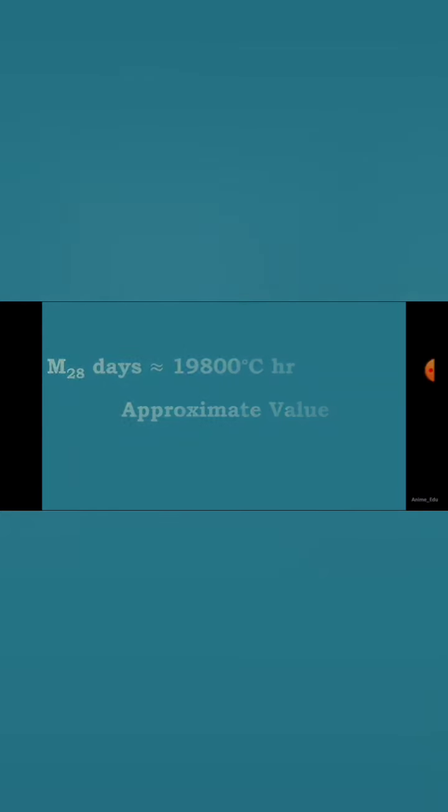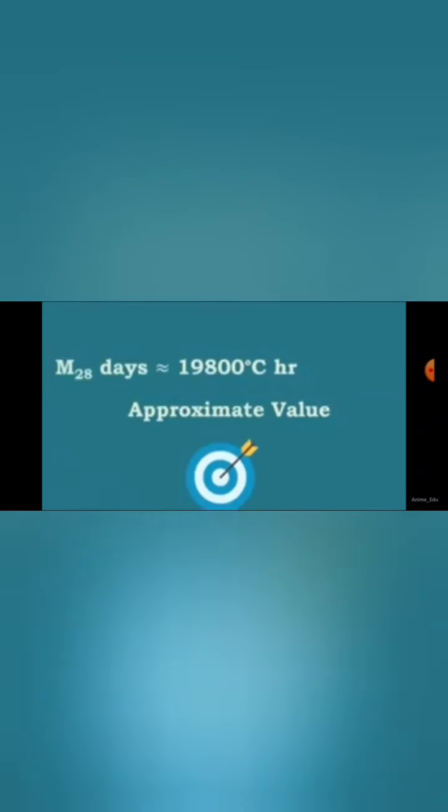This is mainly because the accurate value is calculated by dividing the time into smaller intervals and observing the temperature variations. Because of that, we are using the approximate value of 19,800 degrees centigrade hours.